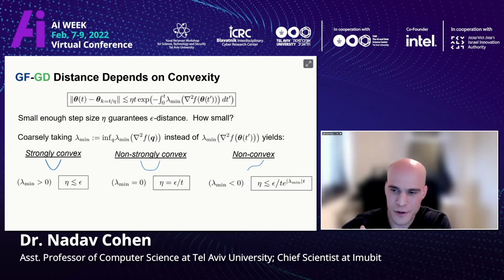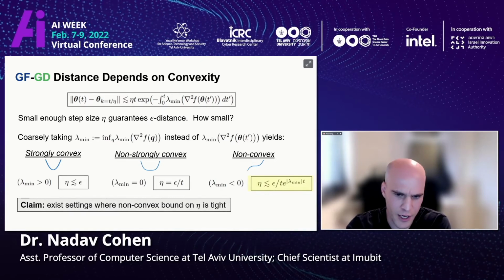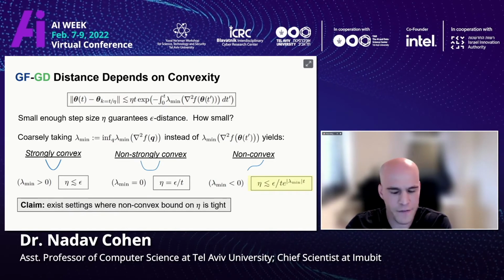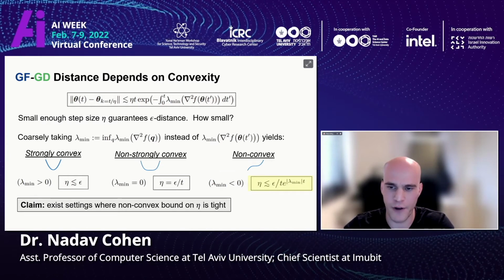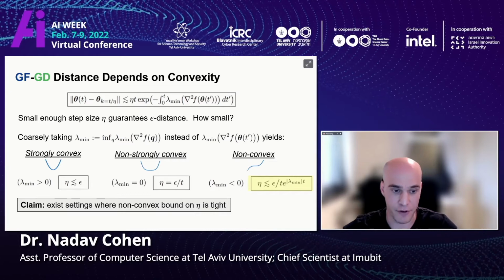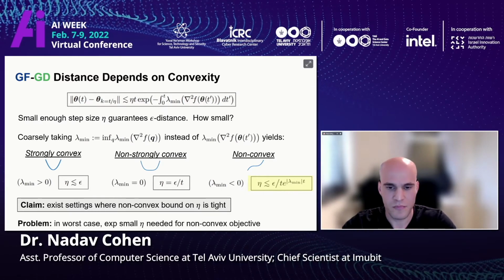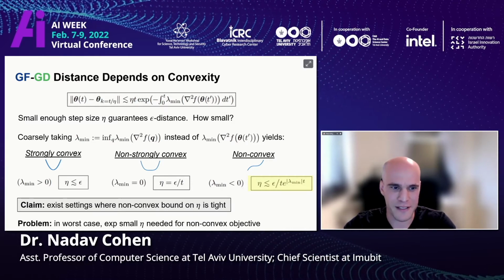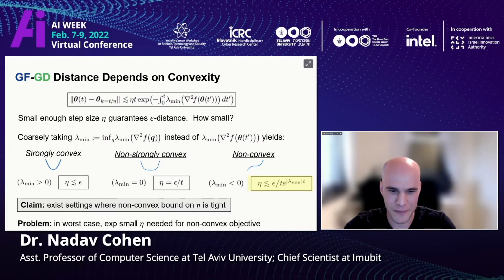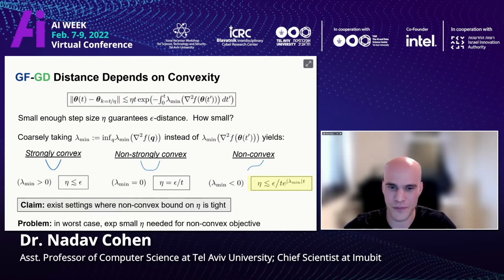Now, one may ask whether this is an artifact of our analysis, but it turns out that this bound is tight. Okay, there exist settings with a non-convex objective where if the step size is not exponentially small, gradient flow and gradient descent will immediately diverge from one another. Okay? So we're in a bit of a pickle. We see that in the worst case, gradient flow and gradient descent have nothing to do with each other. And now there's a question of what's happening with deep neural networks.